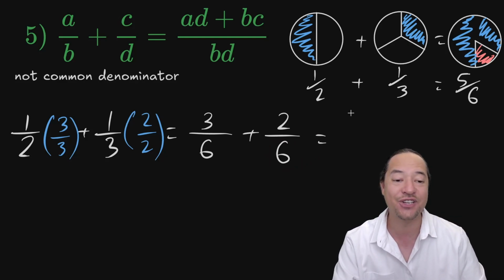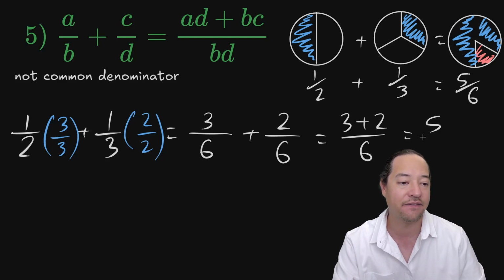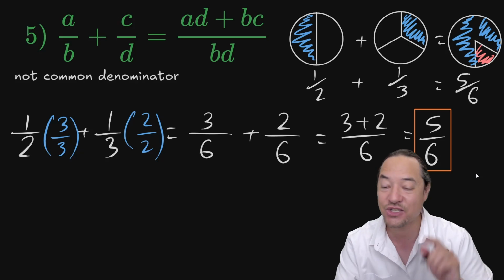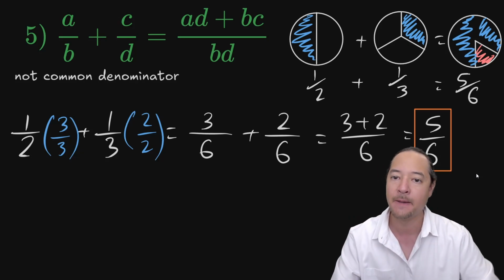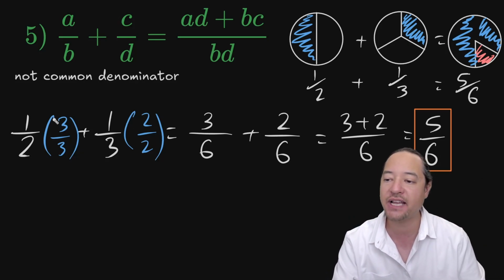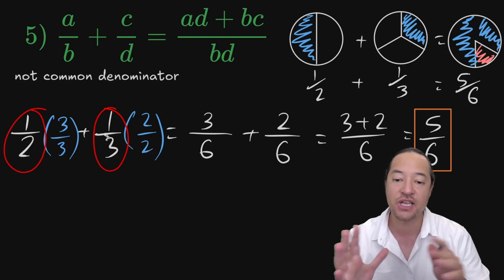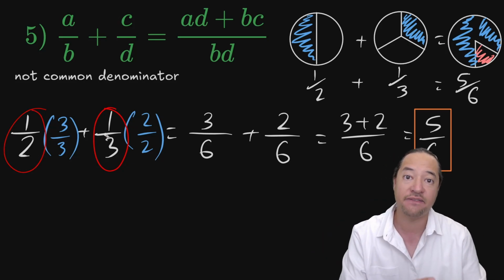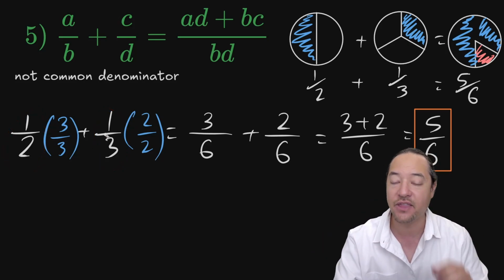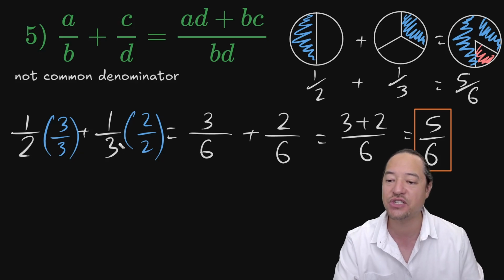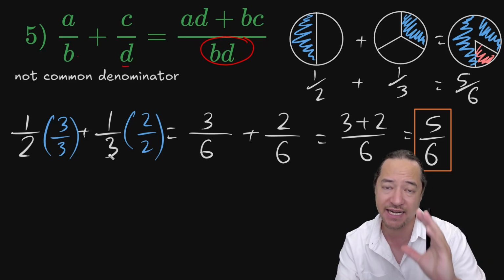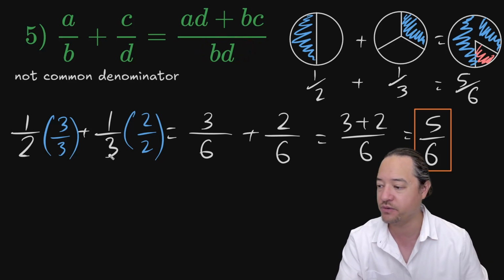I just add the numerators. So this is 3 plus 2 over 6. That is 5/6 as expected. Okay, so this is the key point. You want to find a way to transform your original fractions so that they do have a common denominator. And the easiest way to do that is just to multiply them together, right? B and D, you're going to multiply B times D. You're guaranteed to get a common denominator if you do that.